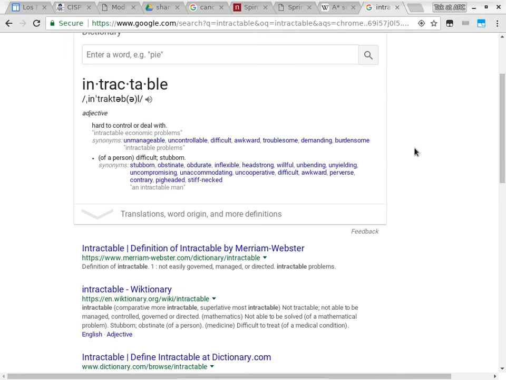Okay, so Wikipedia says, hard to control or deal with. Basically, they are problems that we do not have known efficient algorithms to solve. Yes, we have algorithms to solve those problems, but they cannot be done in a reasonable amount of time. And optimizing the traveling salesman route to go through a fixed number of cities is one of those problems.